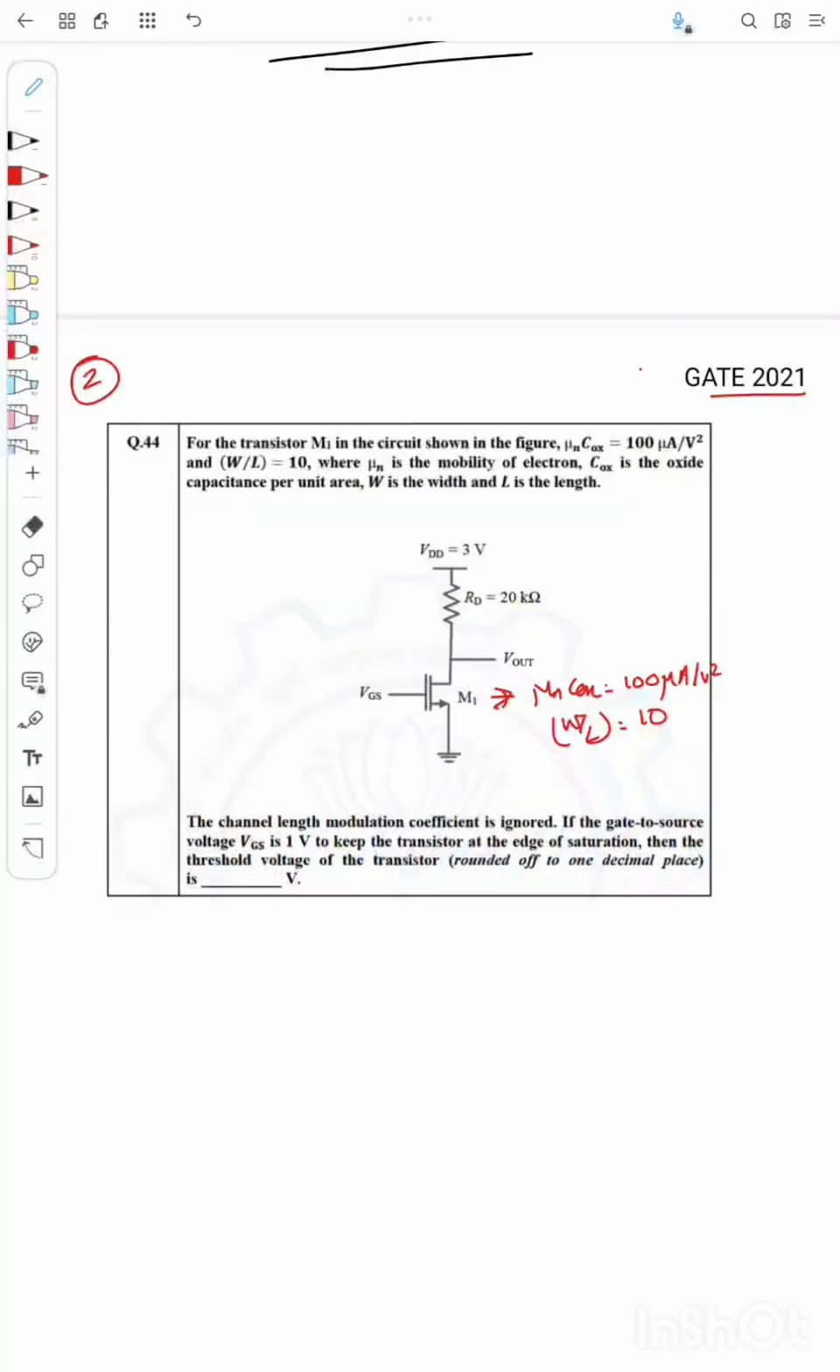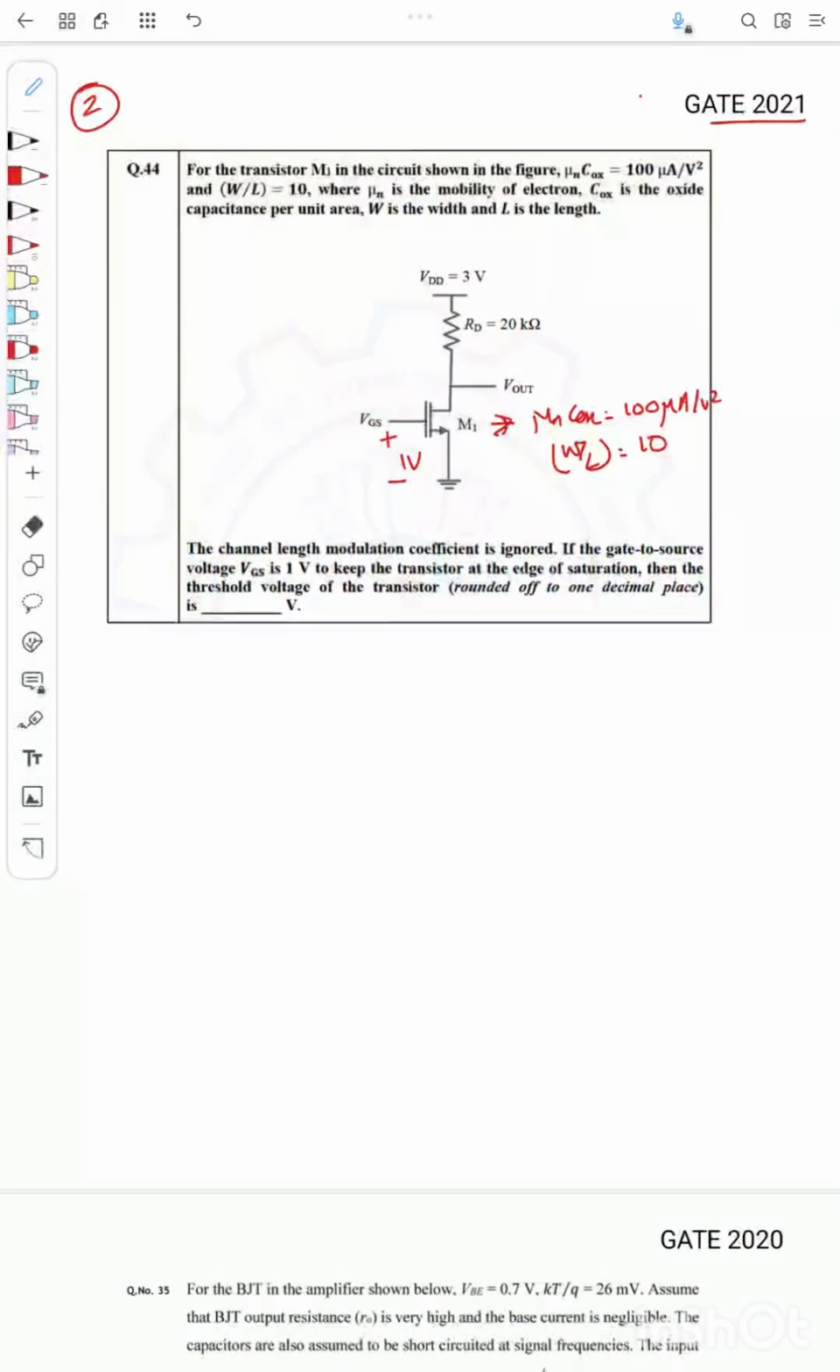The question is, the channel length modulation coefficient is ignored, and the gate to source voltage VGS is 1 volt. To keep the transistor at the edge of saturation, the threshold voltage of the transistor, rounded off to 1 decimal place, is? So given VGS is 1 volt, what should be the threshold voltage so that it is working at the edge of saturation? So we know this is the DC curve, ID versus VDS. It will be something like this as VDS increases, and it is working at some VGS equal to 1 volt.